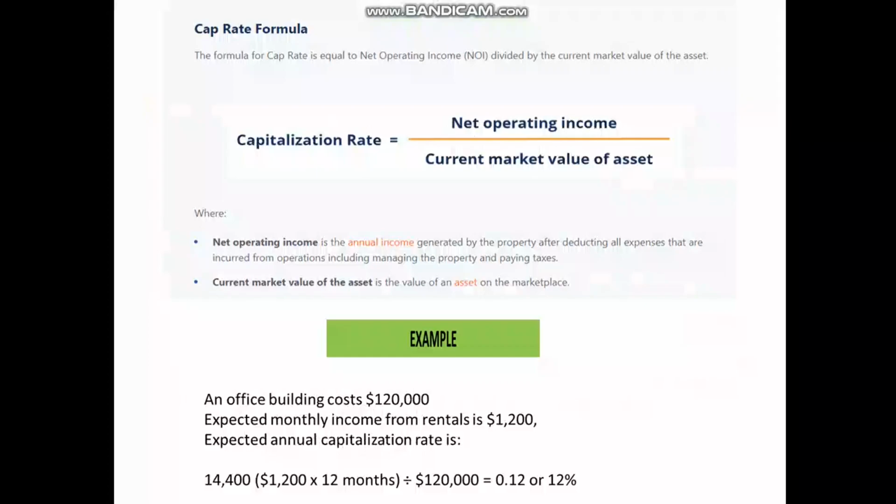Okay, look at this example. An office building costs 120k, and the expected monthly income from the rental is 1,200. So the annual cap rate is the rental income 1,200 times 12 months, which equals 14,400, divided by the cost. Okay, equal to a 12% cap rate. Okay, so the importance of the cap rate is basically to compare different investment opportunities. For example, if all else is equal, a property with a 10% cap rate versus another property with a 3% cap rate, an investor is most likely to focus on the property with the 10% cap rate.